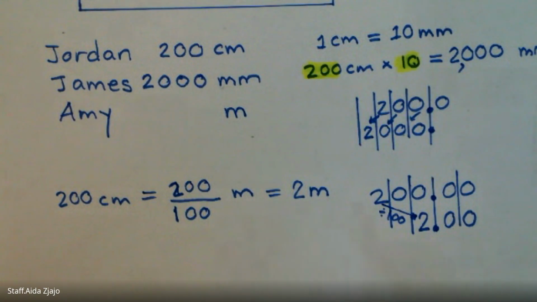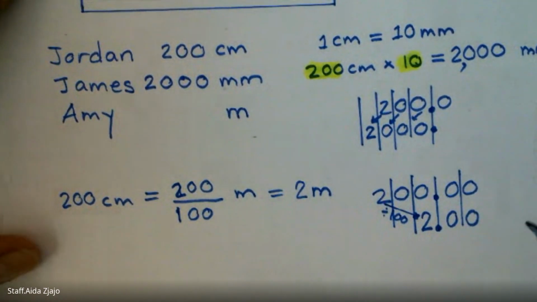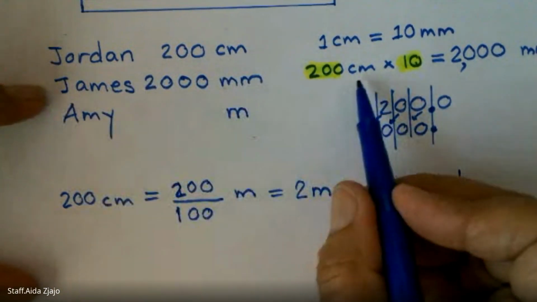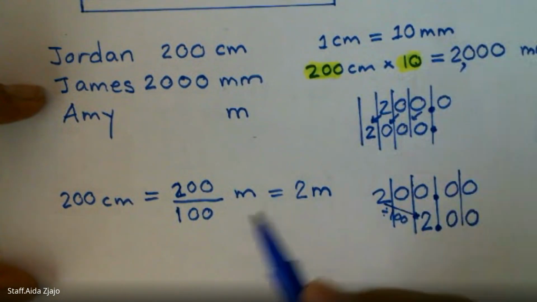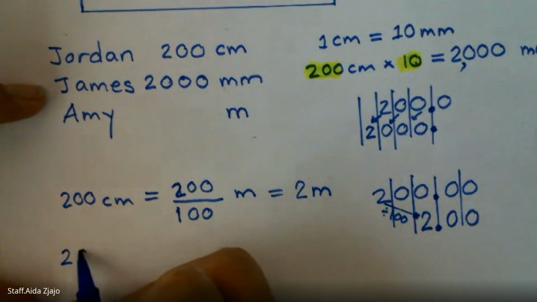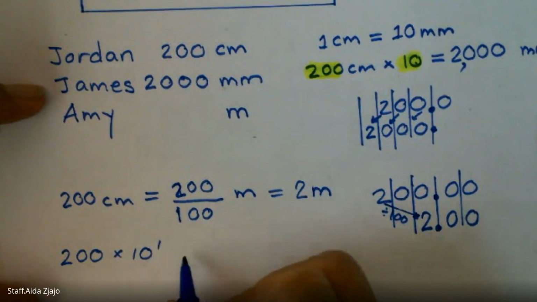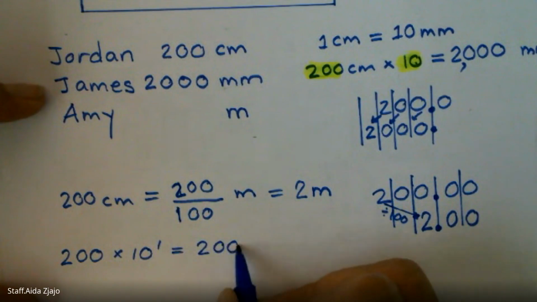Show your thinking using a place value chart and an equation with exponents. Okay, so we didn't address that one. So we're going to do this with exponents to show James. We can say this is 200 times 10 to the power of 1 equals 2,000.